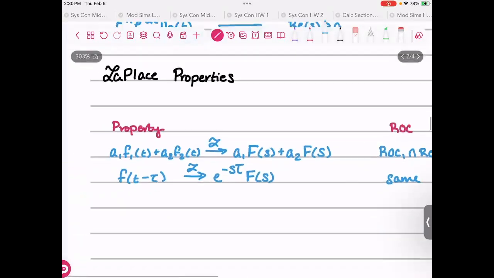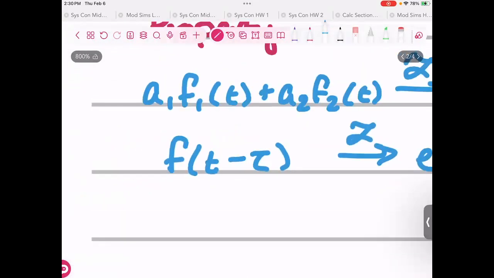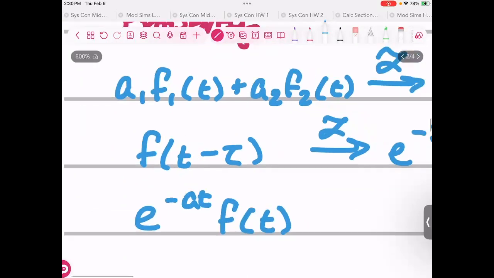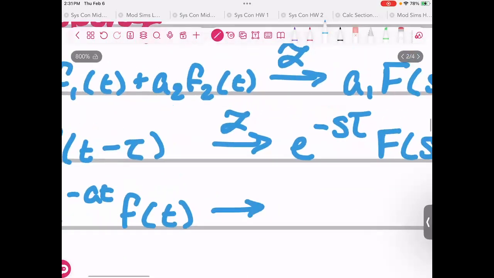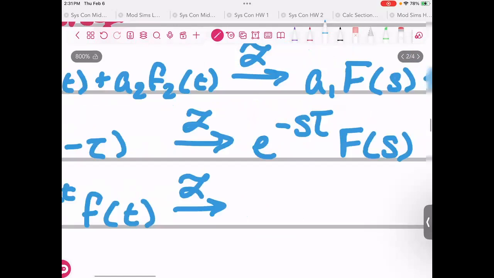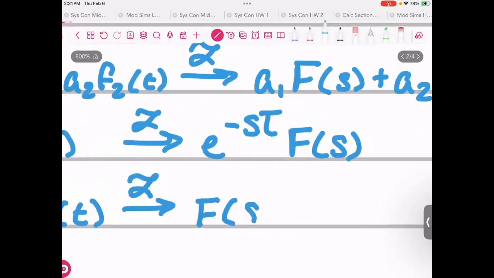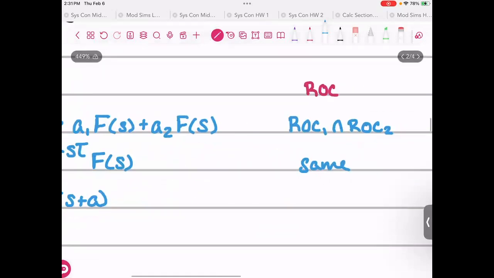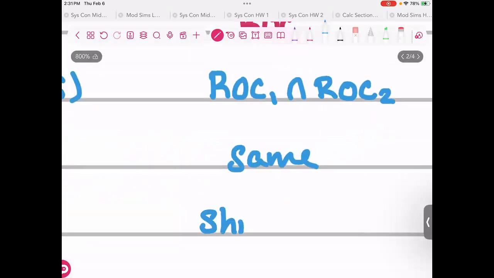Okay, and now if there's an e to the negative at in your original function, so if it's that times the function, then the Laplace gives you F of s plus a. So you're replacing all your s's with s plus a's. In this case, your ROC shifts by negative a.